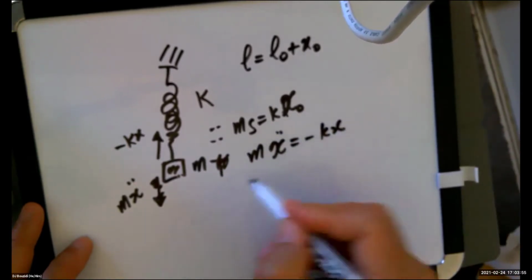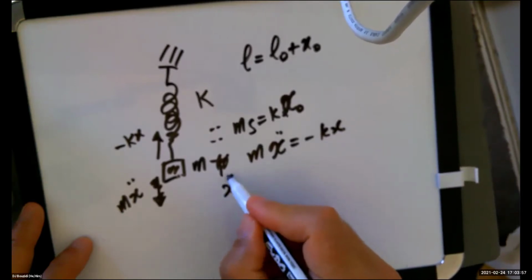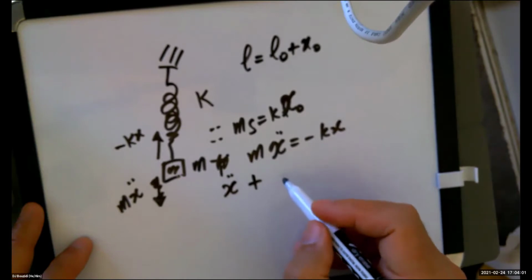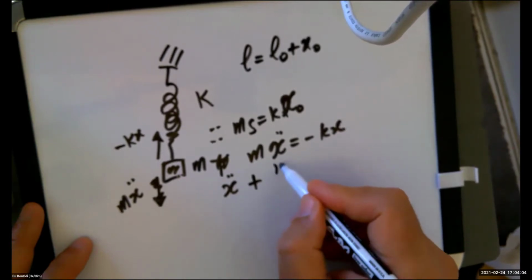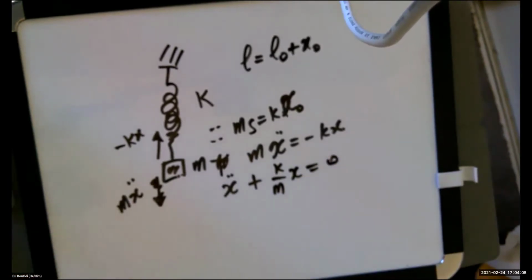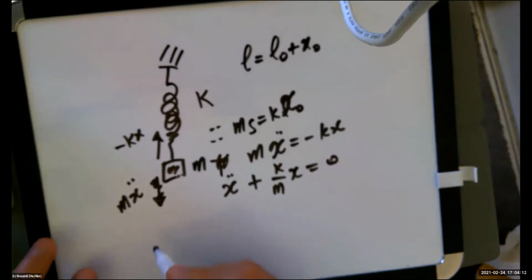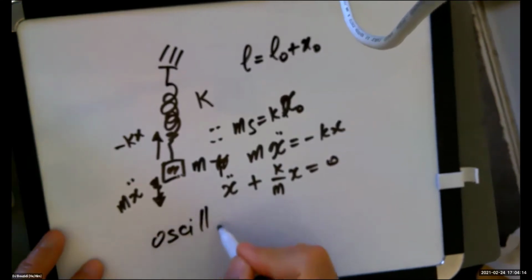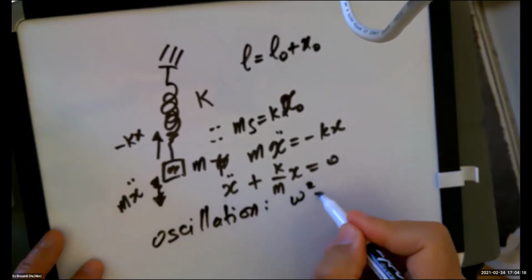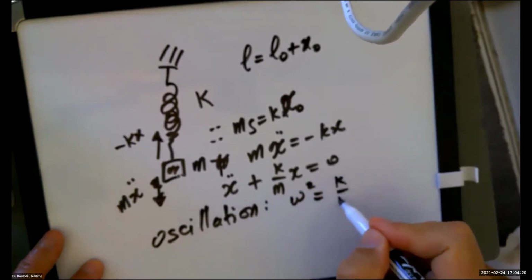And if I move this value to the other side, you can write it as x double dot, which is just the derivative of the position twice, namely the acceleration, plus k over m times x is equal to 0. And at that point, you say, okay, I know what this is. This is actually an oscillation of angular frequency omega, where omega squared is equal to k over m.